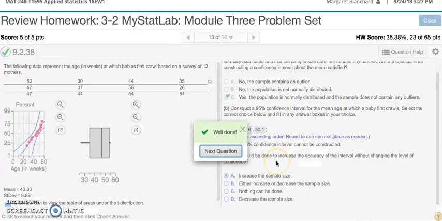Check answer. Well done. So just remember that the more data you have, the more accurate results are going to be in most cases, unless you have crazy outlier data, which wouldn't be expected, but that would be the one-off. Typically, more data means more accurate. So if you have any questions about how to do number 13, let me know.